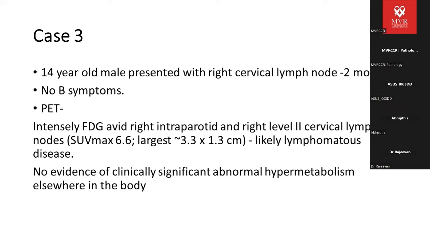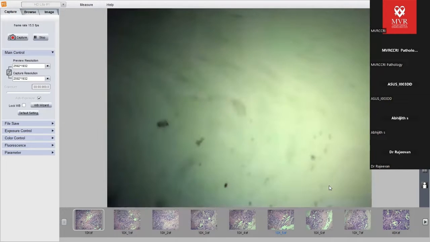So this was a case of a 14-year-old male who presented with a right cervical lymph node since 2 months. There were no B symptoms, just an isolated cervical lymph node clinically. On PET, there was an intraparotid node in addition to the right cervical lymph node. The SUV was low, 6.6. The size was 3 centimeter. The radiology diagnosis was likely lymphomatous disease, and no abnormal uptake anywhere in the body. So this is what we had got.